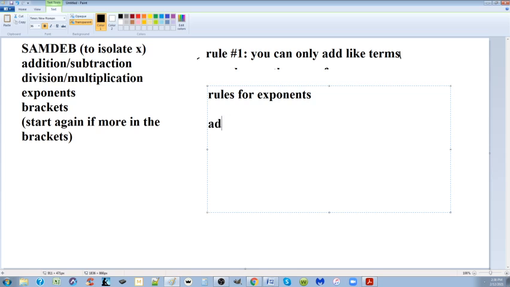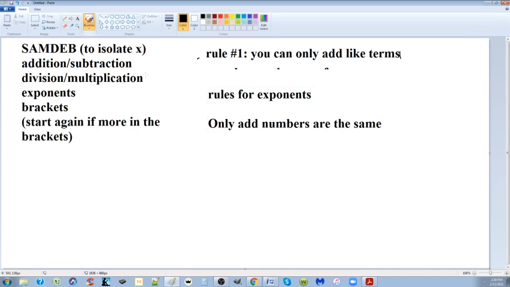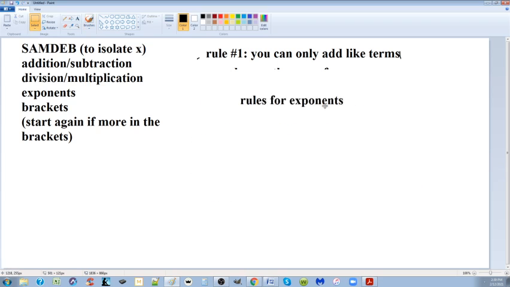You can only add terms that are the same, or numbers that are the same, but different. So for instance, I can add 3 squared plus, let's see, technically I can't. Sorry, I'll say only multiply, sorry. And this might be too complicated. You know what, I'm going to skip it. For rules of exponents, it's very important you study this to understand what happens to exponents.